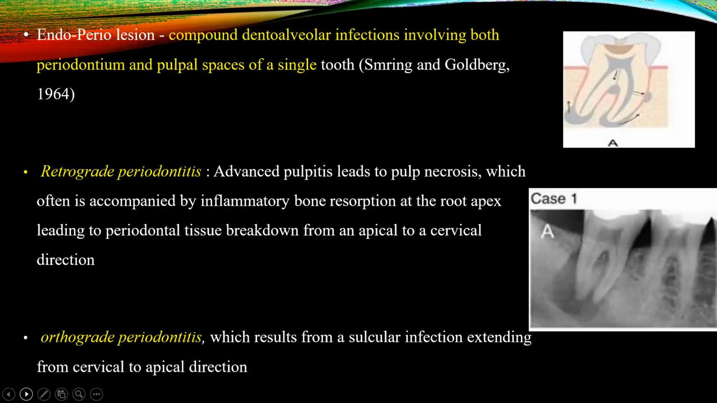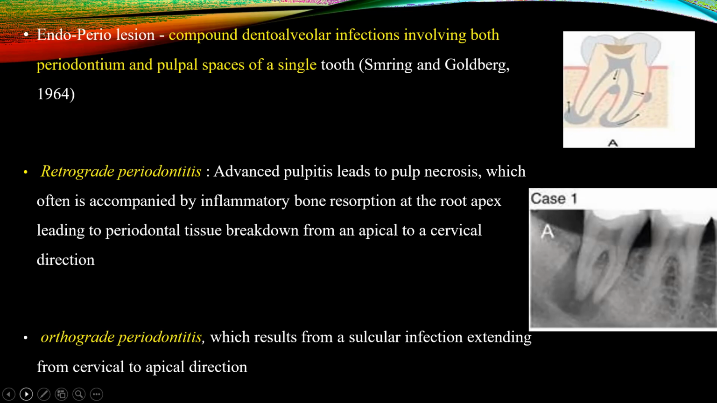Now coming to the definition of endo-perio lesions. So what is an endo-perio lesion? It is a compound endoalveolar infection involving both the periodontium and pulpal spaces of a single tooth. And we have two other terms also, which are retrograde periodontitis and orthograde periodontitis.